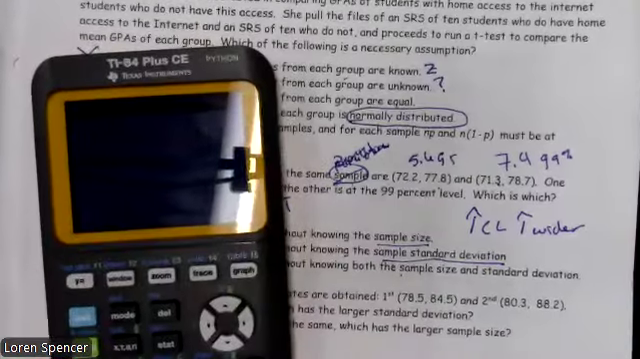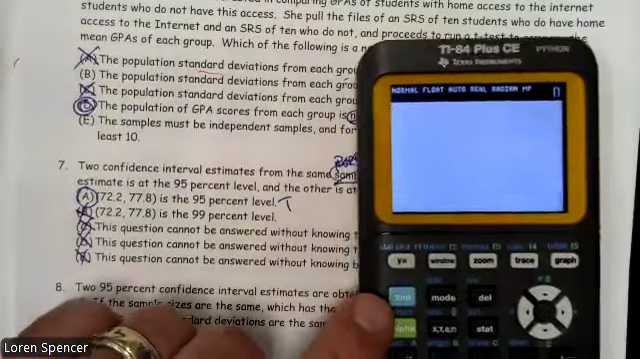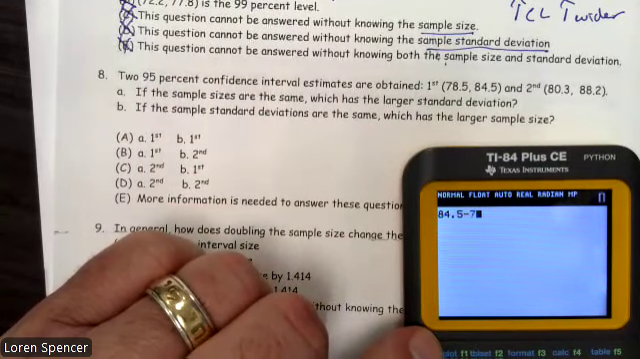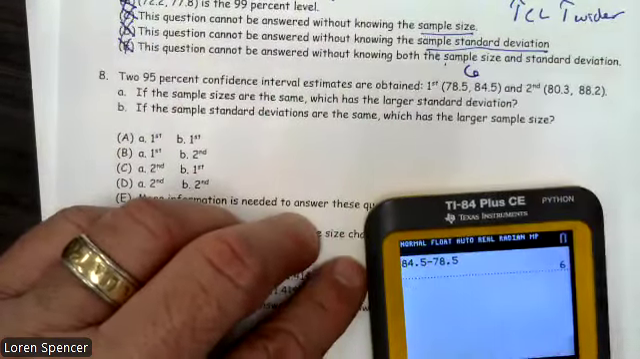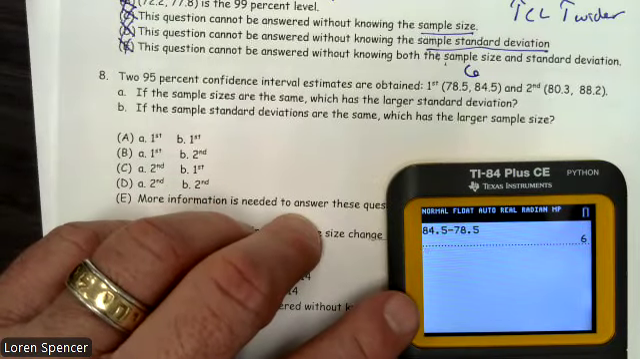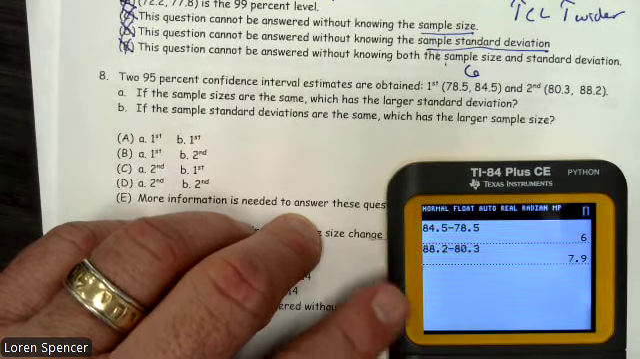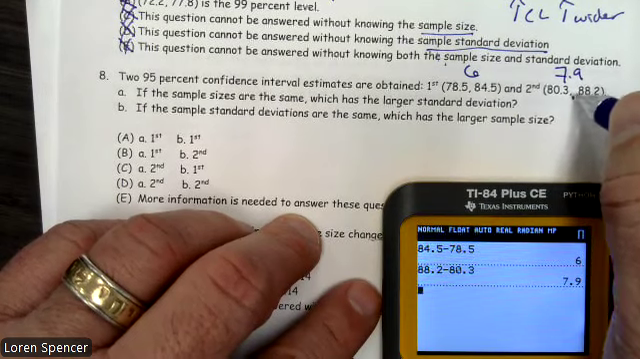We have 78.5 and 84.5. So let's subtract those. 84.5 minus 78.5, and this has a width of 6. Then we have 88.2 minus 80.3, and that has a width of 7.9. So this one is wider.